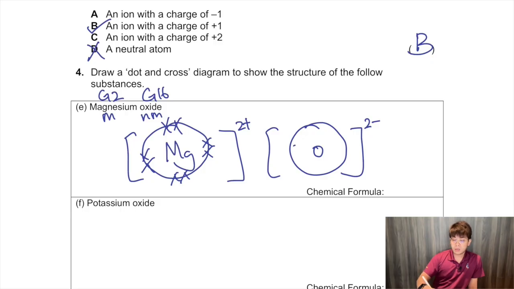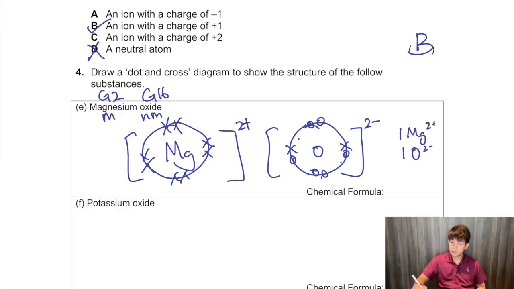And 2 minus means 2 crosses from the Mg. Then I fill up to make sure I have 8. Let's check. 1, 2, 3, 4, 5, 6, 7, 8. Alright. Now I have 2 plus and I have 2 minus, so 2 plus will cancel 2 minus, so I only have 1 Mg 2 plus and 1 O 2 minus. Therefore the formula is Mg1O1, or MgO.